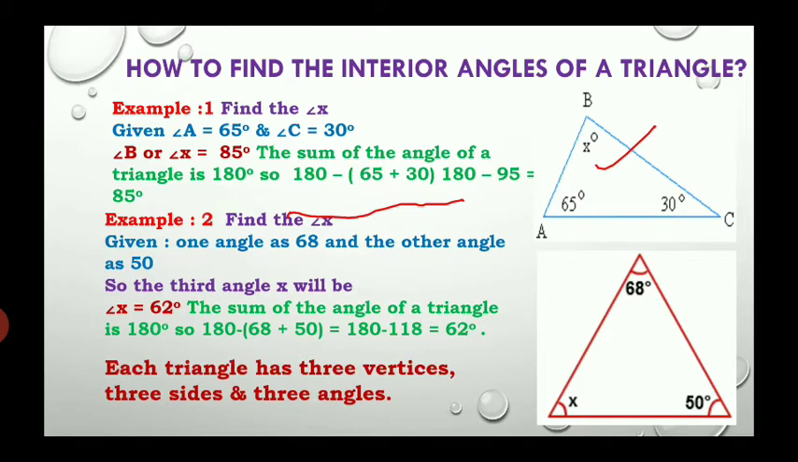Now, how many vertices, how many sides and how many angles does a triangle have? A triangle has 3 vertices. Which are the 3 vertices? A, B and C. And it has 3 sides. So AB, BC and CA are the 3 sides. And it has 3 angles. Angle A, angle B and angle C are the 3 angles.